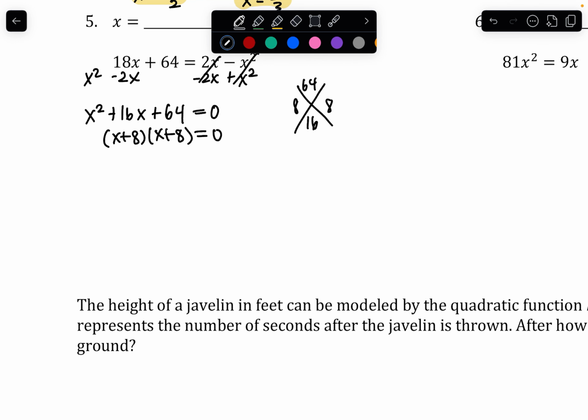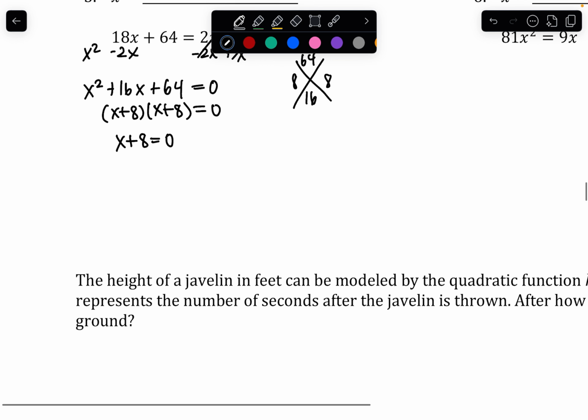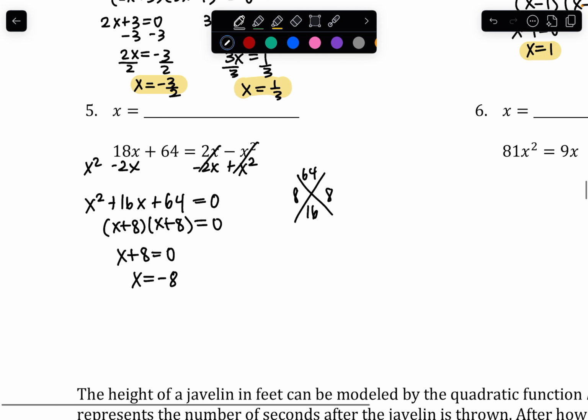And so whenever you have a repeated factor, you don't have to set them both equal to 0. It's going to be the same answer. You're only going to have one solution, x equals negative 8.